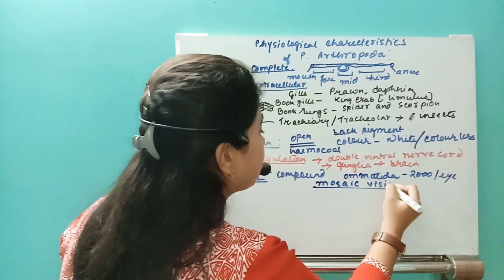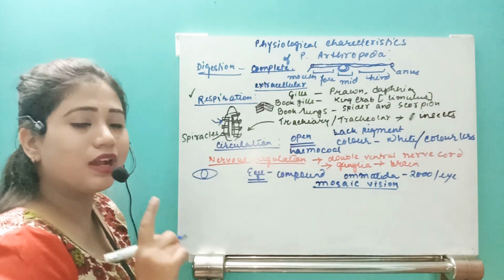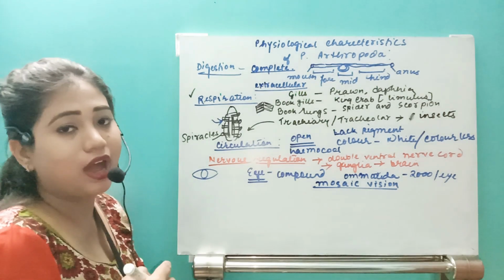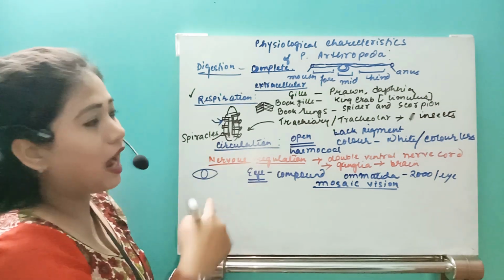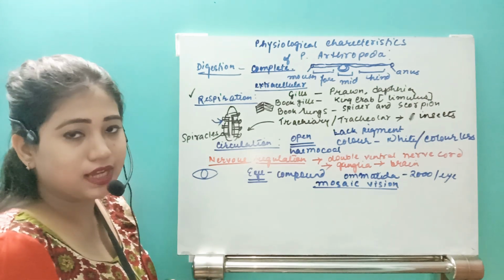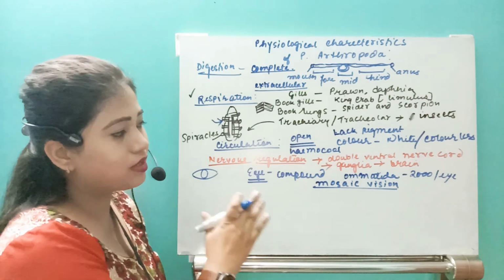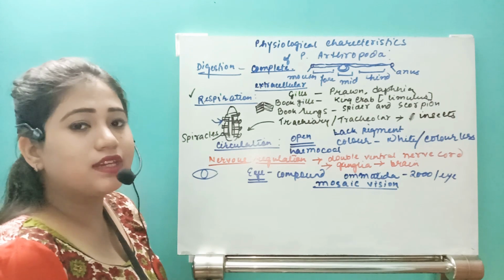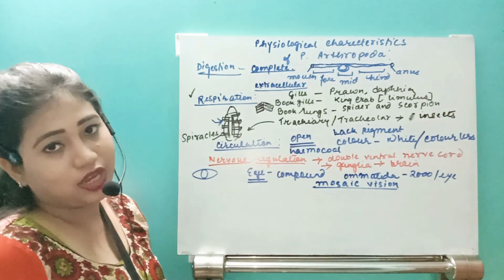Remember, a lot of times it is asked: what type of eye do they have? Compound eye. In our case, it is simple. Why? Because our eye has only one lens. But in arthropods, basically in insects, we will take one species as an example, that is cockroach. In cockroach, they have around 2000 lenses per eye. So that's why the vision will not be simple type, it is mosaic vision.